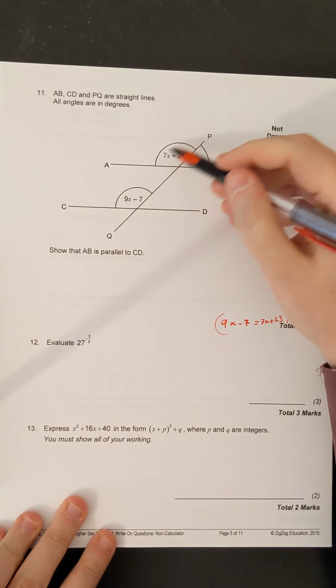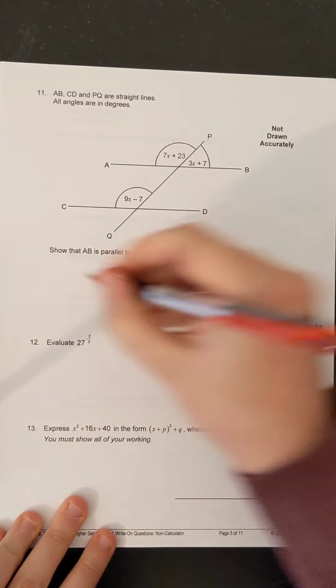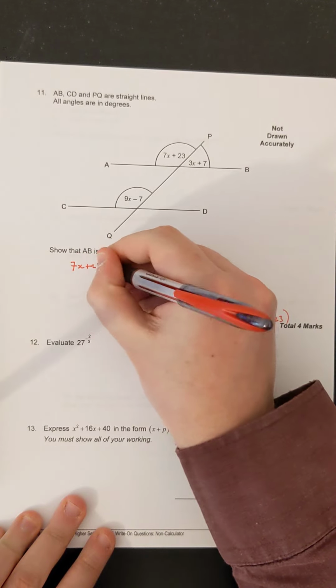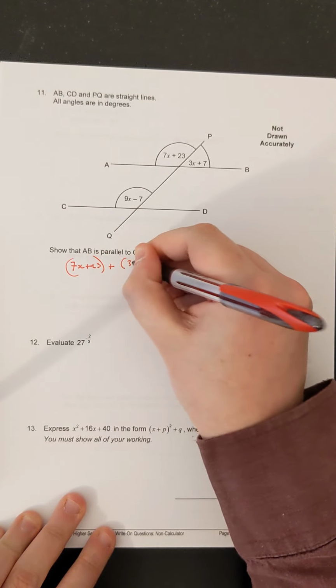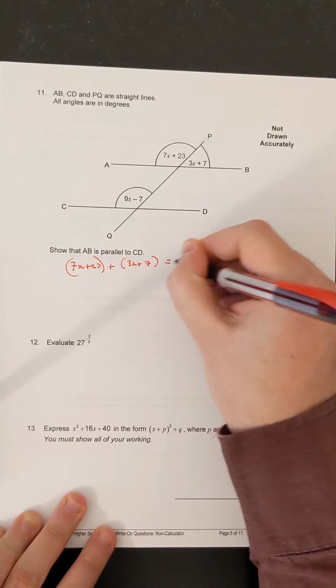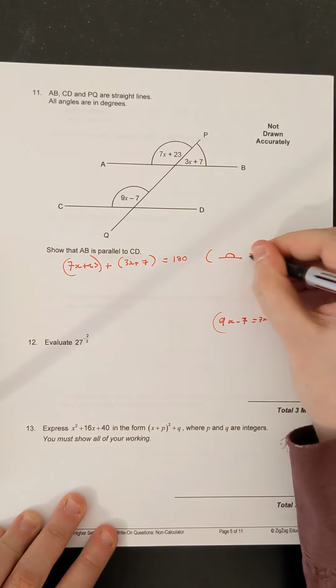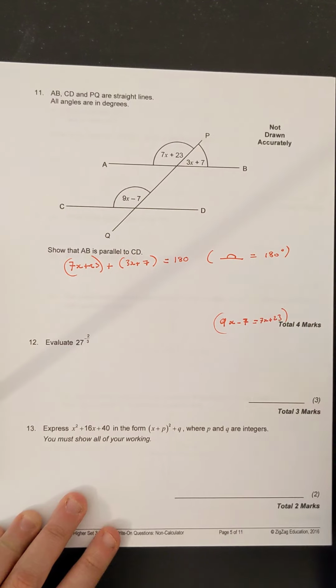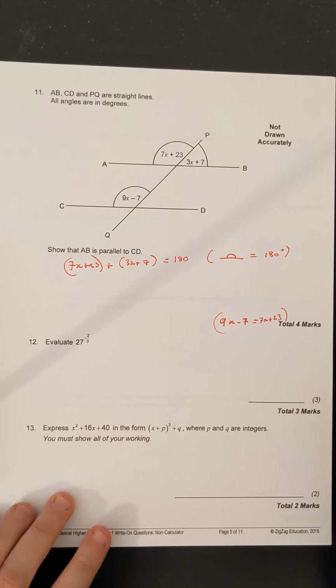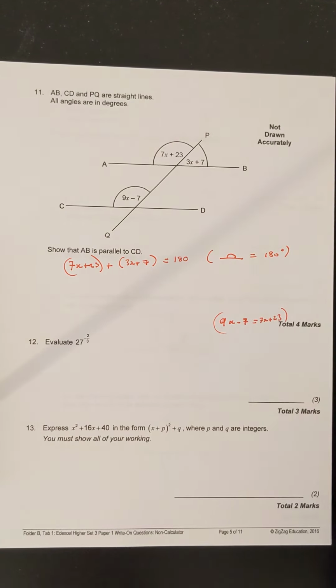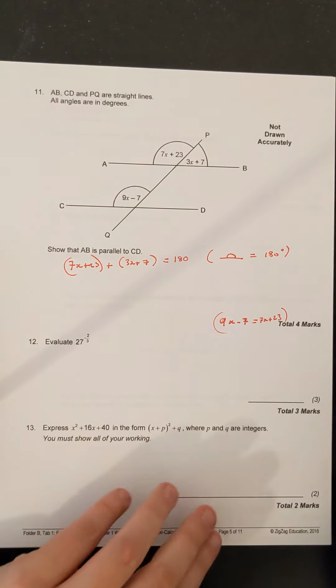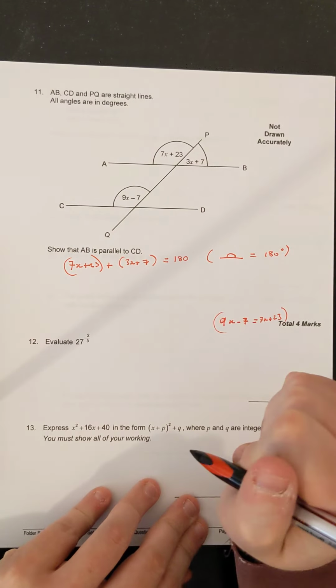Because I know that AB is a straight line, I know that this angle here, 7x plus 23 add 3x plus 7, must be equal to 180. That's because my angles on a straight line add up to 180 degrees. The mark scheme for this doesn't actually require that you give reasons, but I think it's sensible that we do so. So I can solve for x in here.